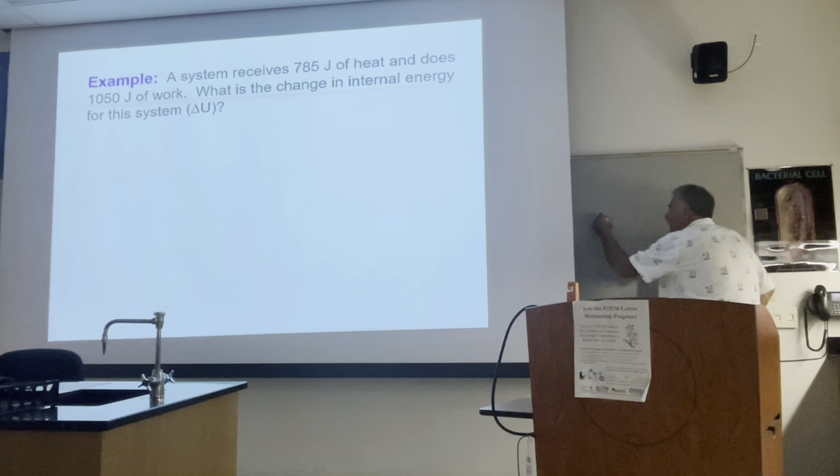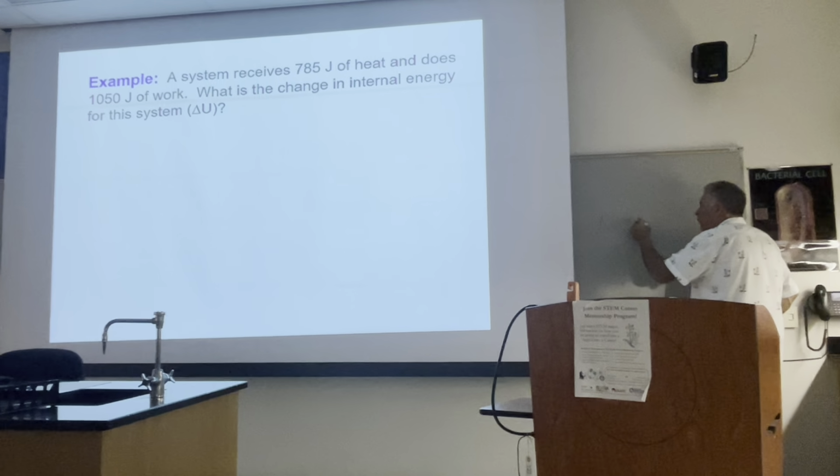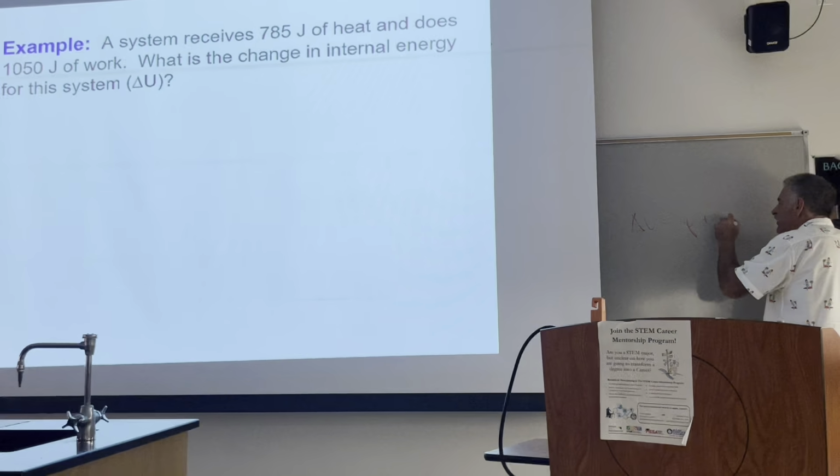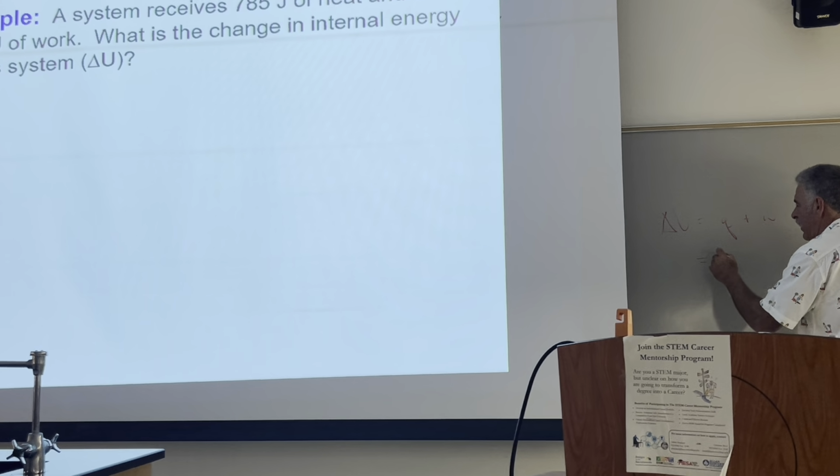All right, so delta U, the change in energy, equals Q plus W. In this case, Q is 785.